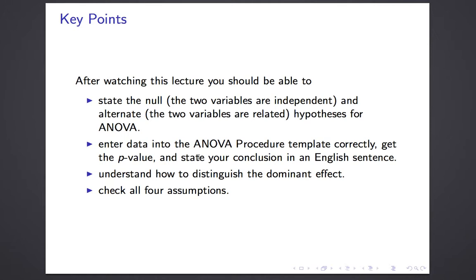You should understand how to distinguish the dominant effect if there's significant evidence. You can't take that as significant evidence for all the differences you see among the sample means. And you should check all 4 assumptions. The 3 usual ones plus the new one about the standard deviation.